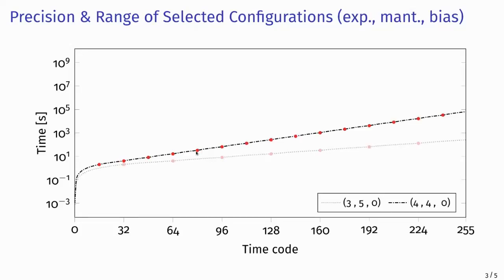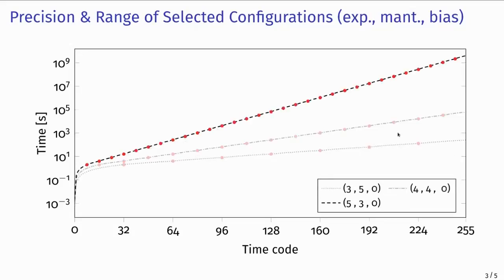So we have less precision, but the range is much higher. So we can almost get 10 to the power 5 seconds here, which is a little bit more than a day, but a day is still too little for our use cases. So we go one further, and we have 5 exponent bits and 3 mantissa bits. You can see that precision is again much, much lower, but we reach in this case a huge range. I mean, this is basically 120 years we can represent with this configuration.